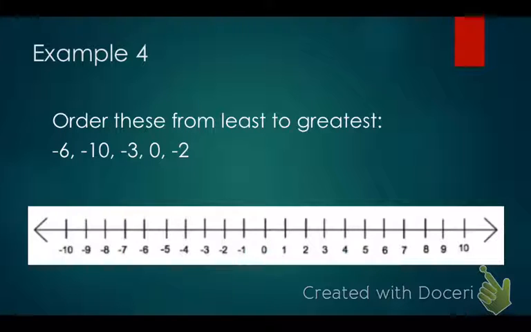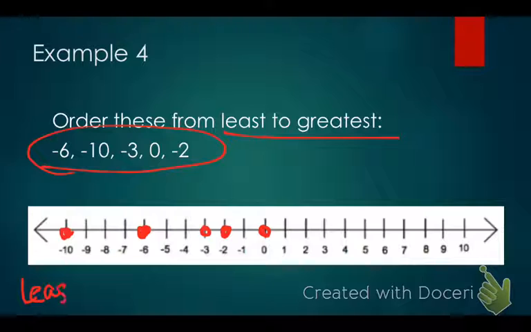Example 4. Okay, again, you're going to put these numbers on your paper, and again, we're ordering least to greatest, so we're going to use that number line. Okay, you can very quickly draw your own little number line if you need to. And we're going to plot these points on our number line. So we've got a -6, and we've got a -10, -3, 0, and -2. And from the previous slide, what did I tell you? This is the least all the way to the greatest. Okay, so right now those points plotted is our answer. I just have to write it down.